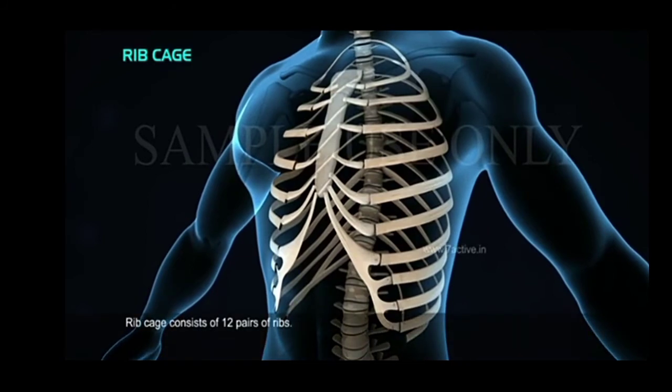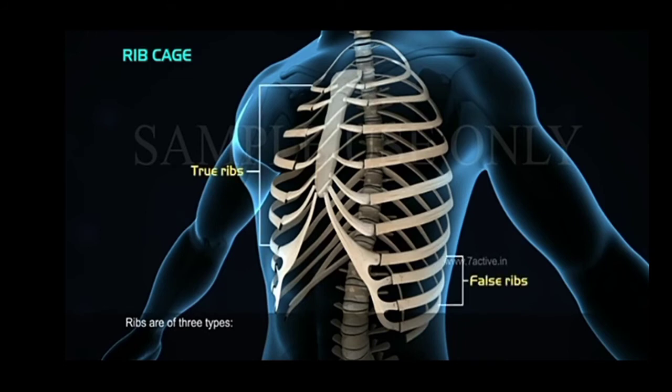Rib cage consists of 12 pairs of ribs. Each rib unites as a joint with the vertebral column. Ribs are of 3 types. True ribs, false ribs, and floating ribs.